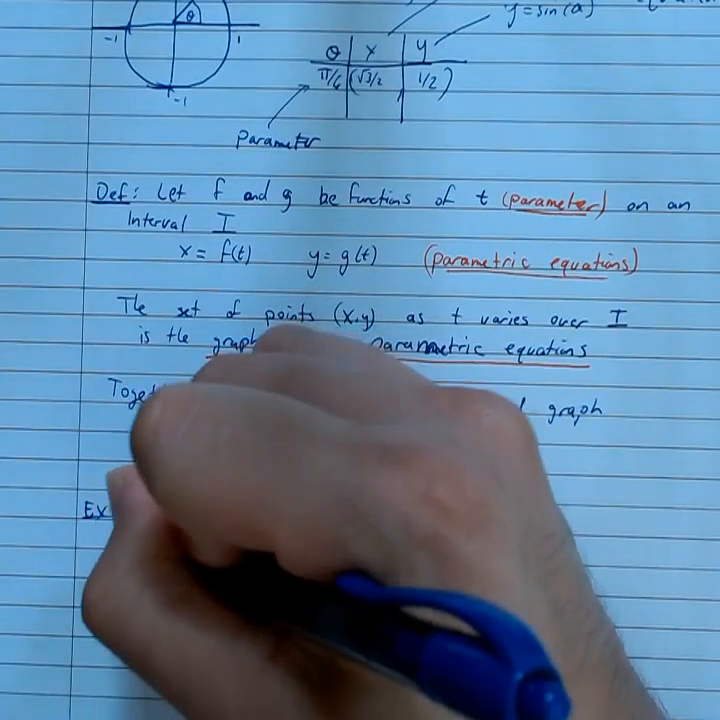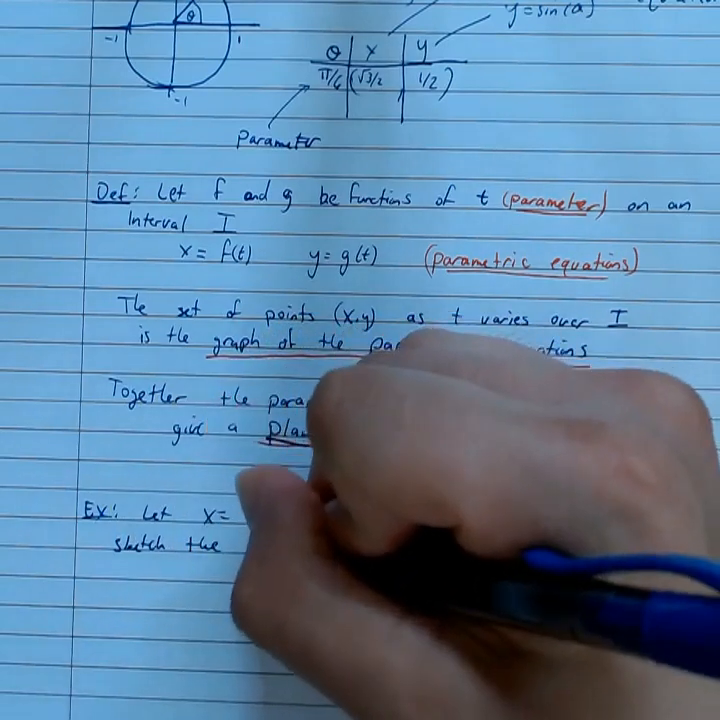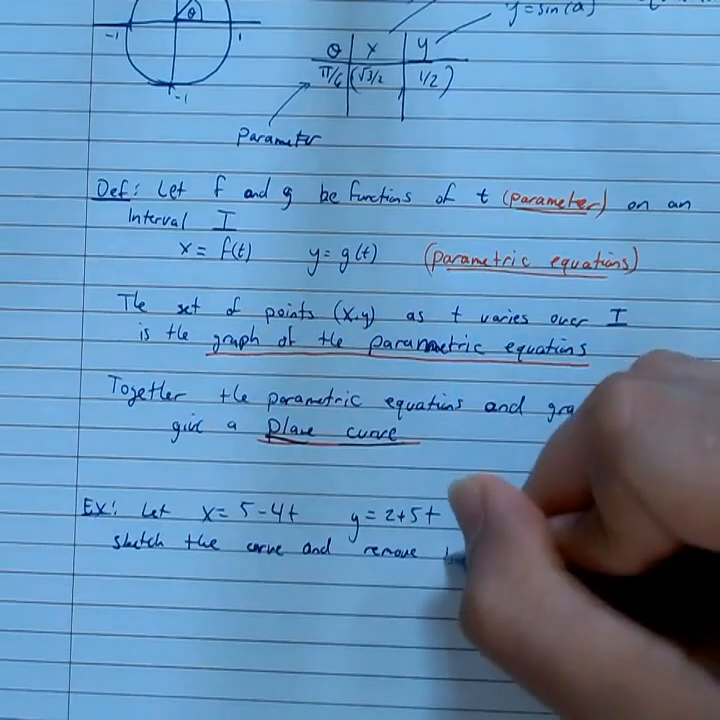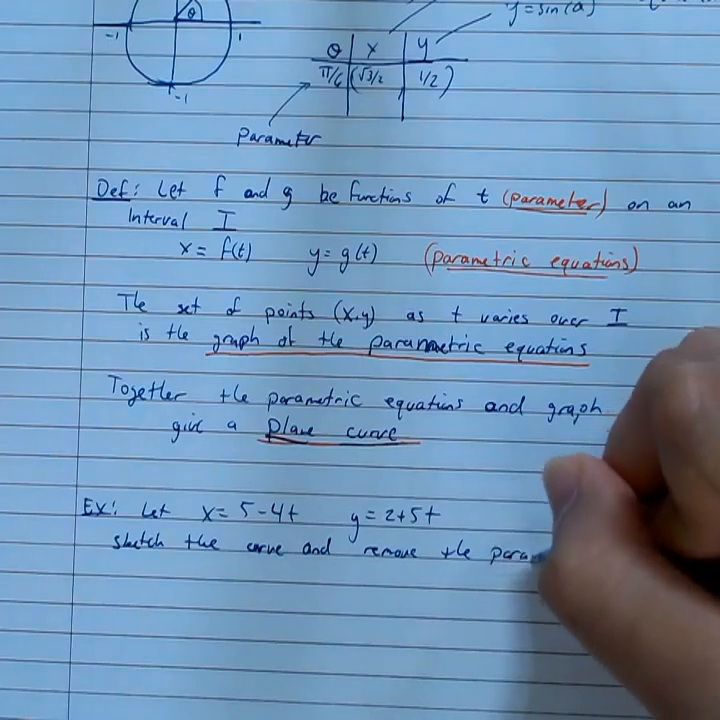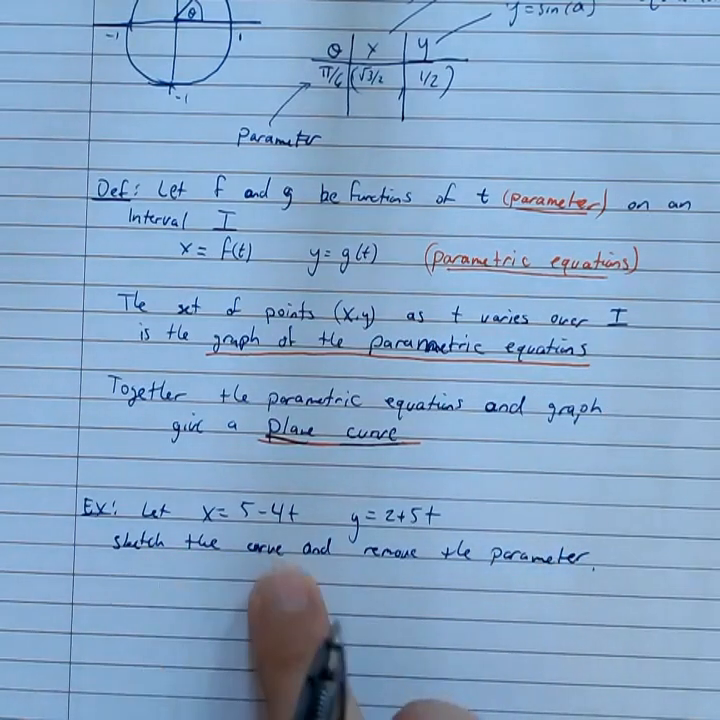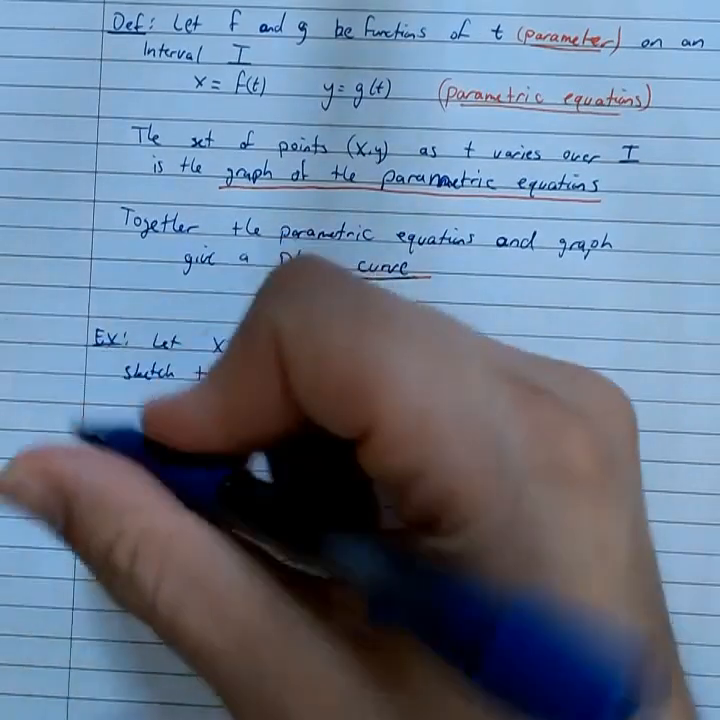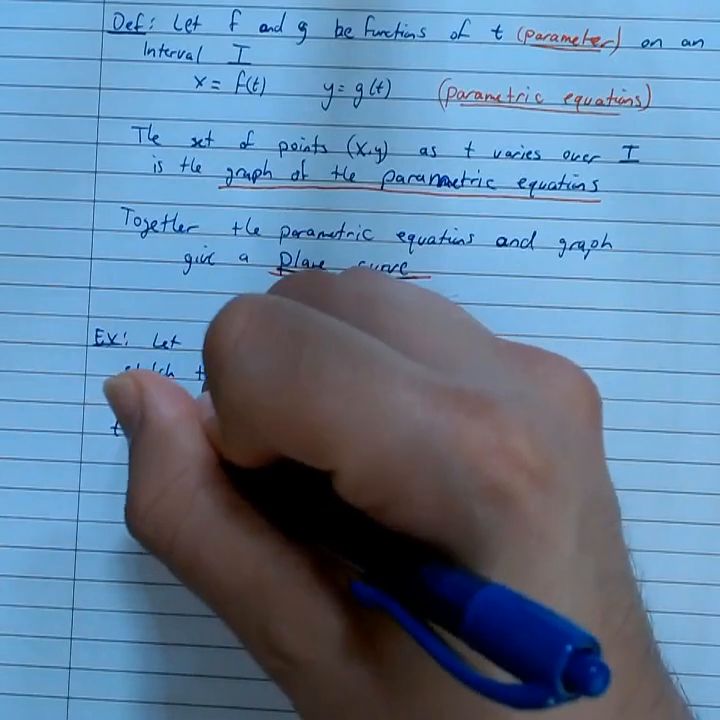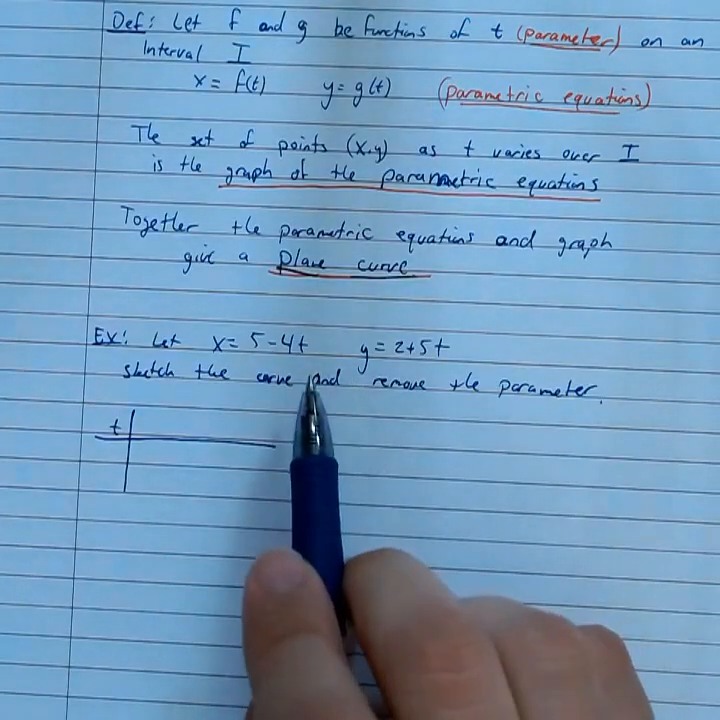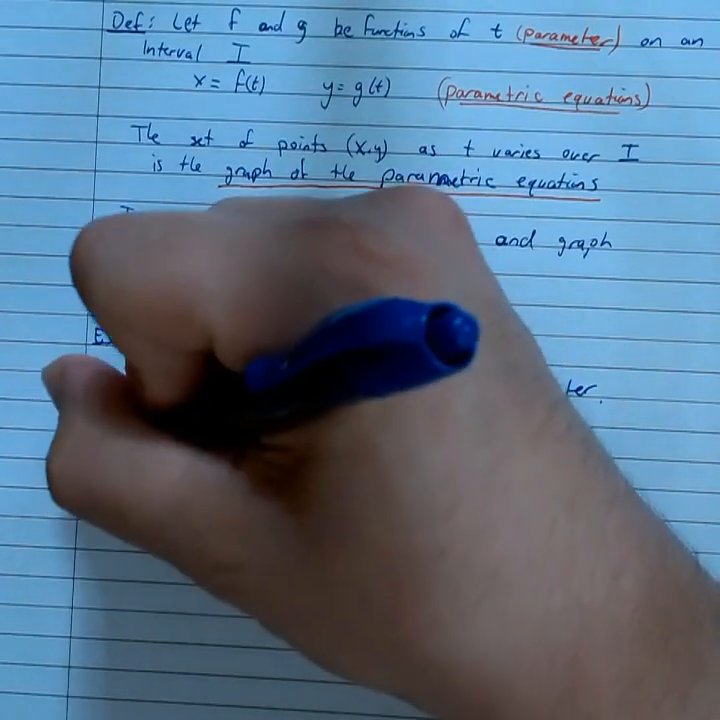So sketch the curve and remove the parameter. Okay. We'll talk about this one here once we get done with this one. So sketching the curve is pretty simple. We're just going to plot some points and see what happens. So here we're going to say, okay, look, t, we can choose whatever we like because t is a free variable. But once we choose values of t, that'll tell us what our x and what our y are.